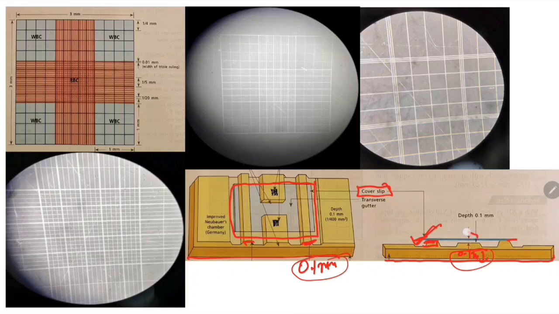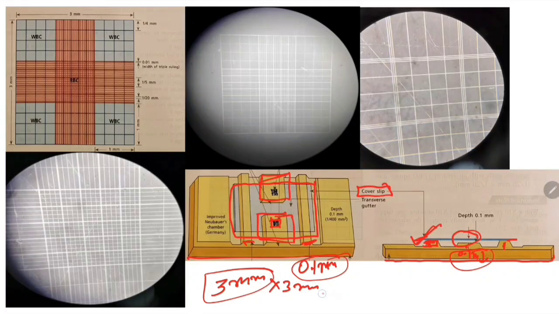There is a gap of 0.1 millimeter here, because this side pillar is higher than this center platform. And here is the center platform. This is the two counting areas. This is the two platforms, and this is the counting area. This counting area length is 3 millimeter, so this whole area is 3 millimeter into 3 millimeter.